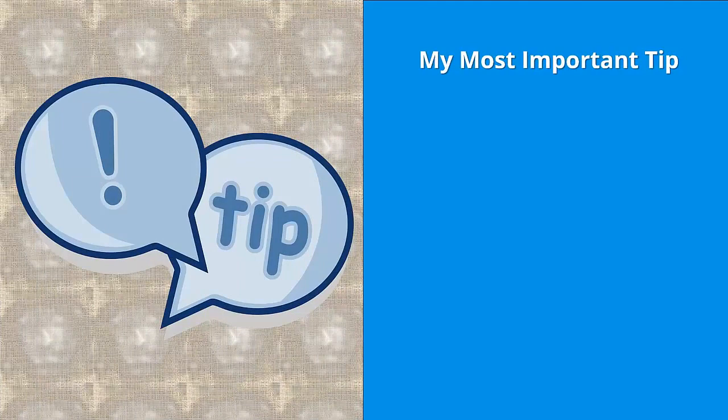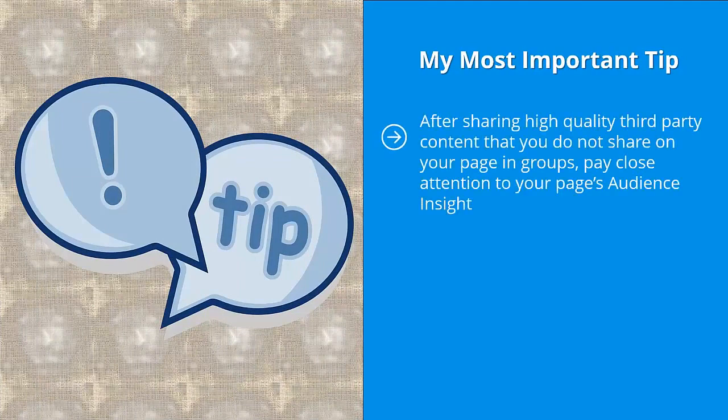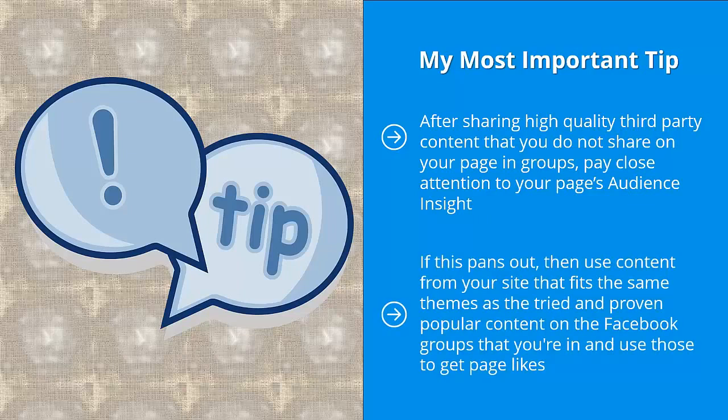My most important tip. After sharing high-quality third-party content that you do not share on your page in groups, pay close attention to your page's audience insight. Find your most popular piece of content. Look for third-party content that is similar to that and see if you get a lot of positive engagement when you share that material. If this pans out, then use content from your site that fits the same themes as the tried and proven popular content on the Facebook groups that you're in and use those to get page likes.